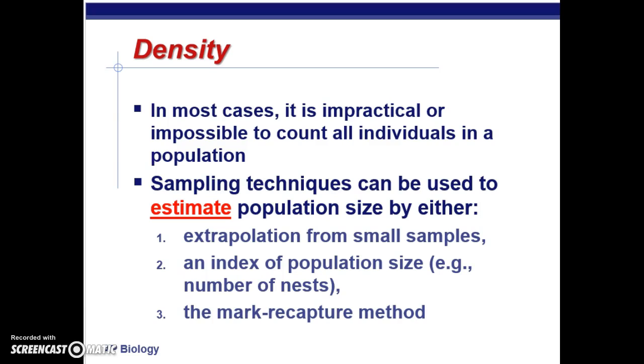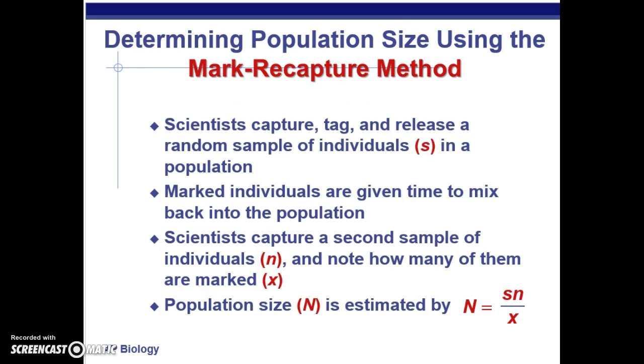So what we rely on instead is estimating the population size through different types of sampling techniques. These techniques can be extrapolation from taking a small sample, or taking an index of the population size. An index would be something that represents a number of individuals in a population. For example, a nest: how many nests can you count? That would be an index. The third type of technique is called the mark recapture method, and we're going to look at that a little more in depth here.